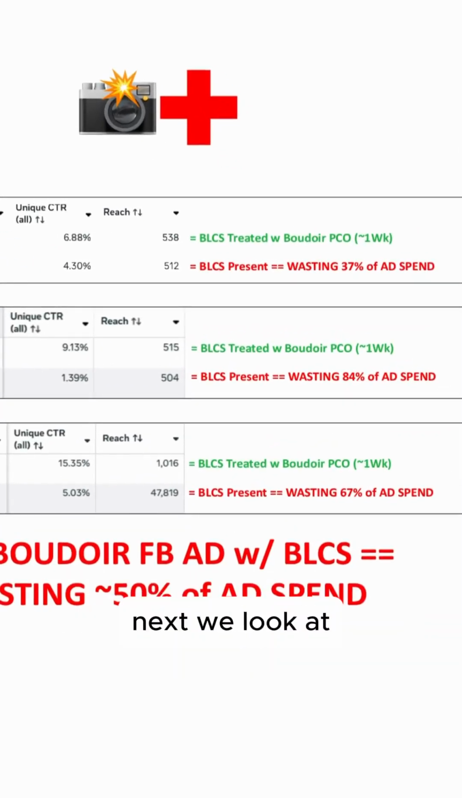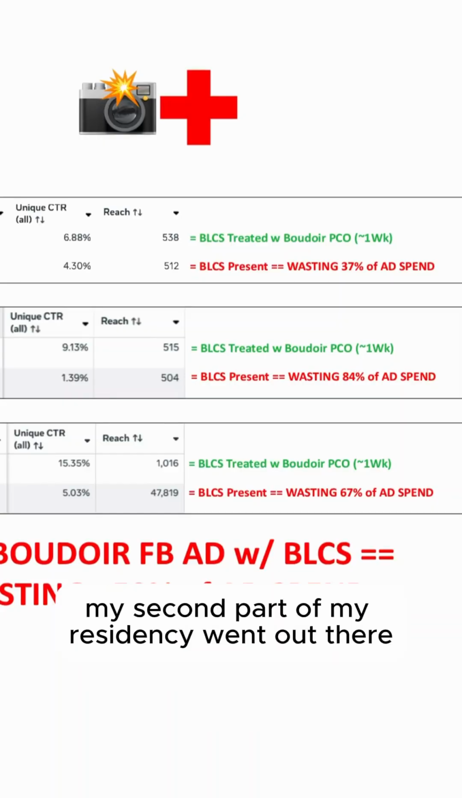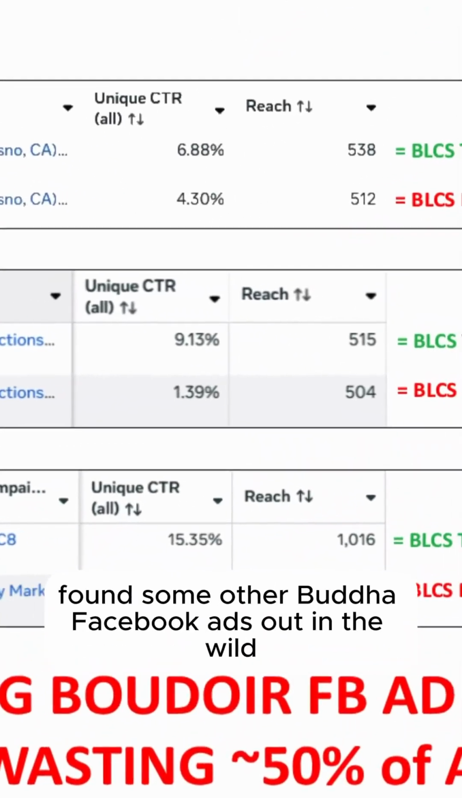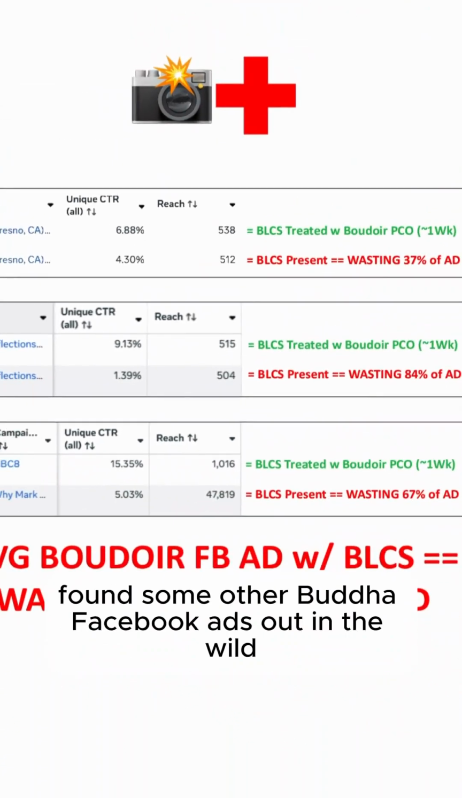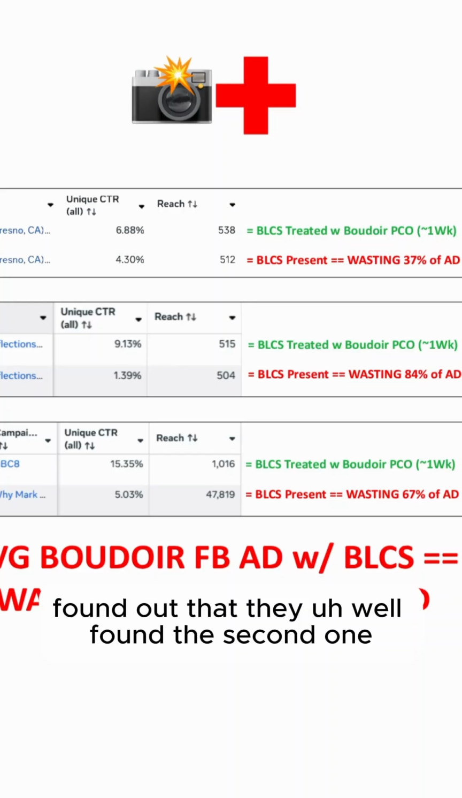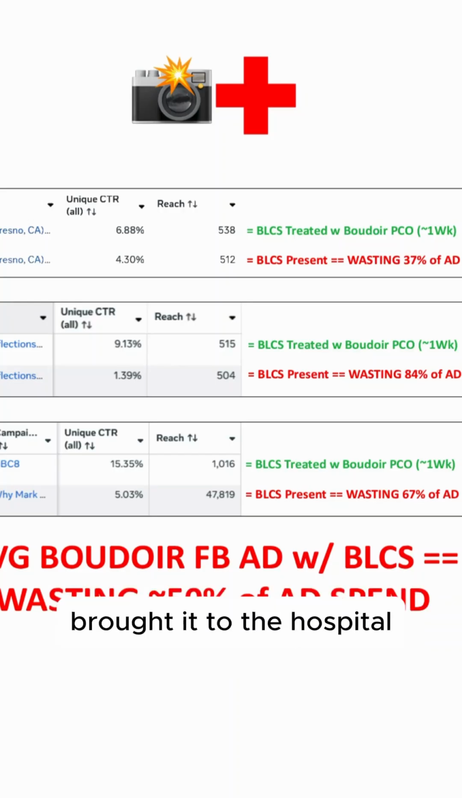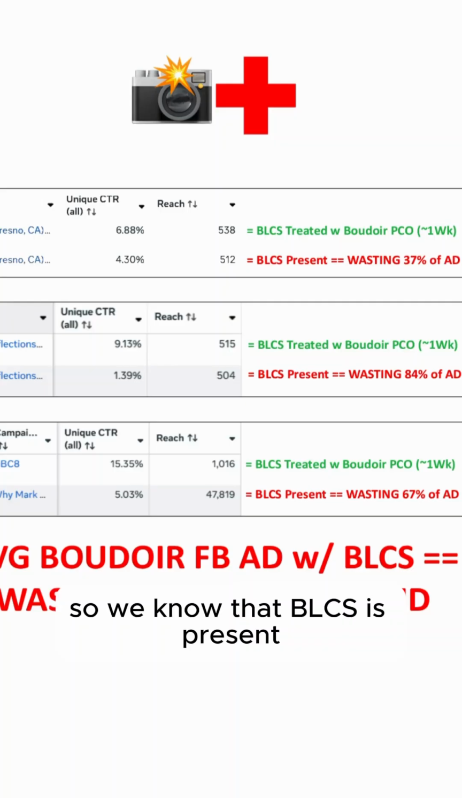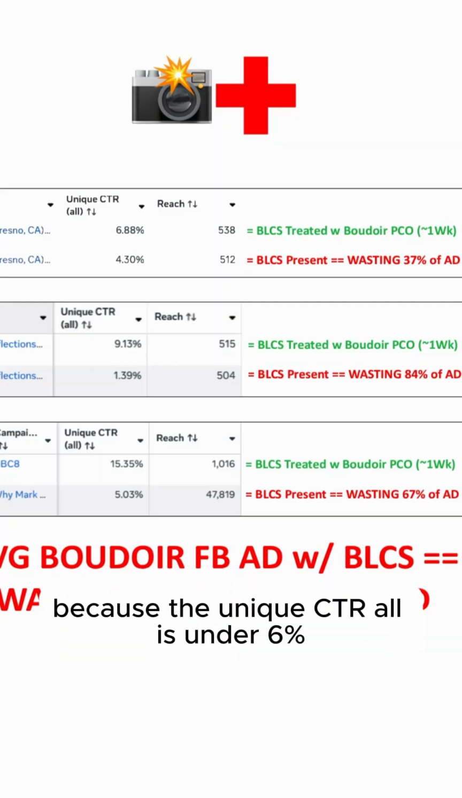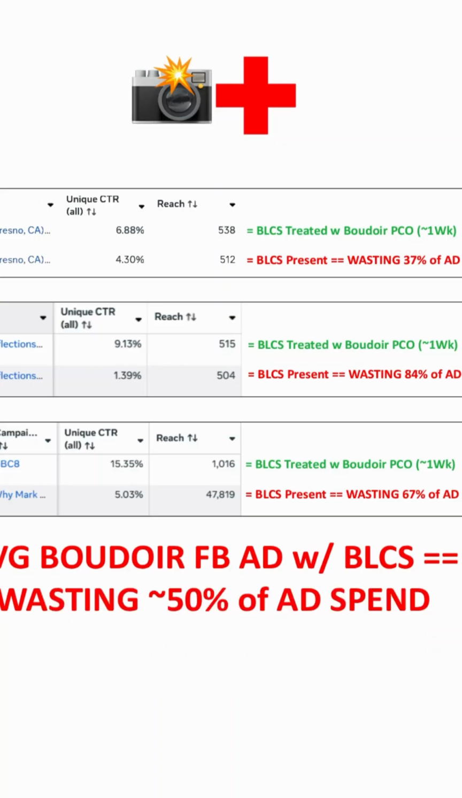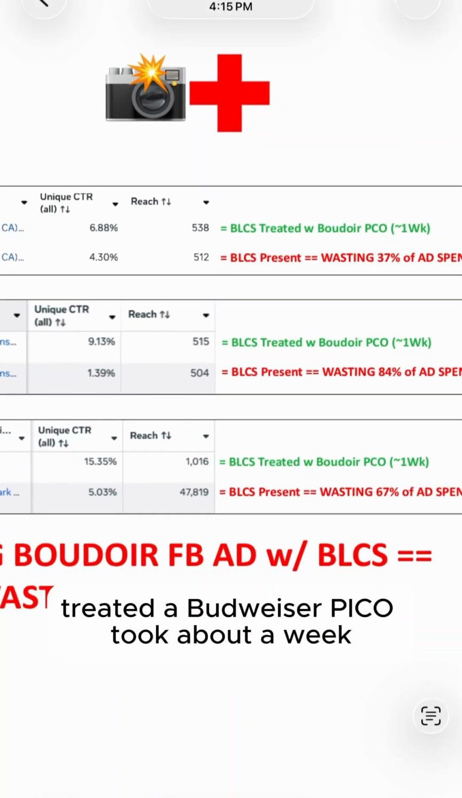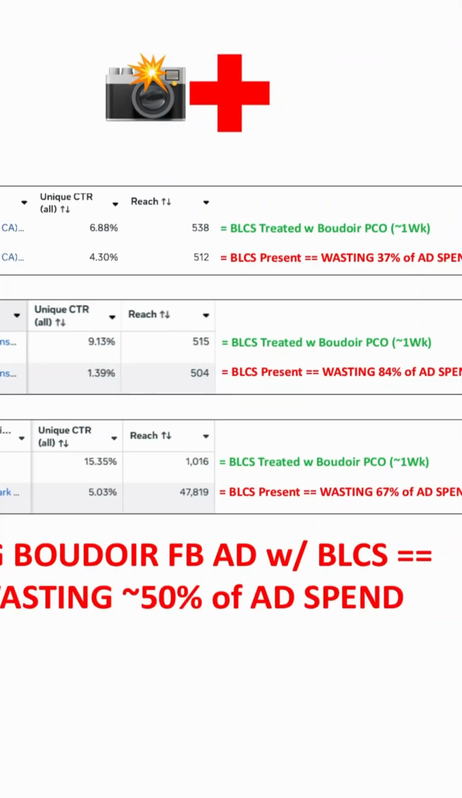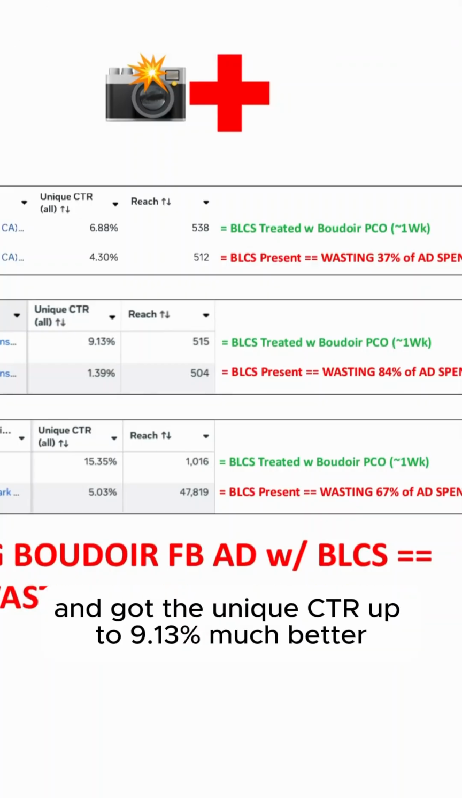All right, next, we look at the second part of my residency. I went out there and found some other Boudoir Facebook ads out in the wild. I found the second one, brought it to the hospital, treated it, and found out its unique CTR was 1.39%. Okay, so we know that BLCS is present because the unique CTR is under 6%. So I duplicated it, treated it with Boudoir Pico, took about a week, and got the unique CTR up to 9.13%, much better.